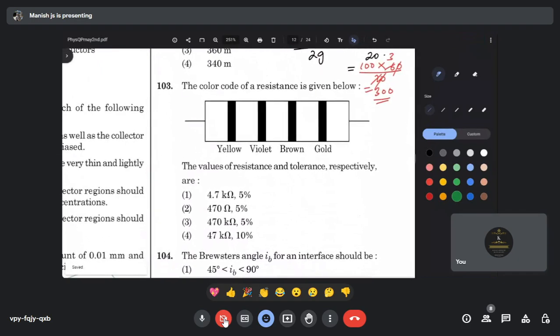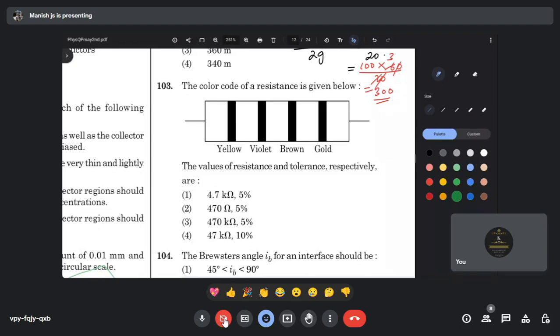Question number 103. The color code of the resistance is given below. So based on the color code, you will have to find out what is the resistance value. Okay, this is from color coding of resistors. You have to identify the color and the code it indicates. So you can see the strips from left to right. There are four strips: yellow, violet, brown and gold.